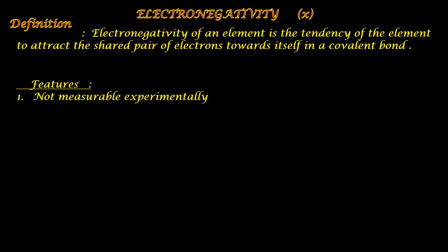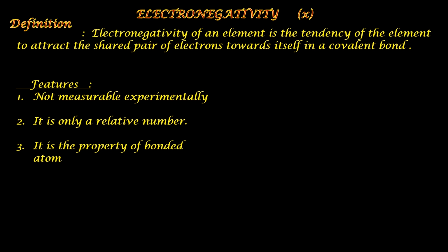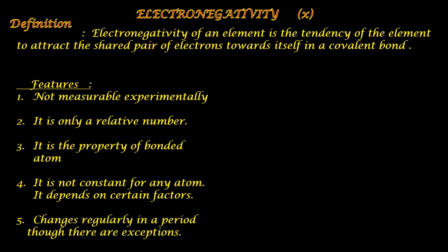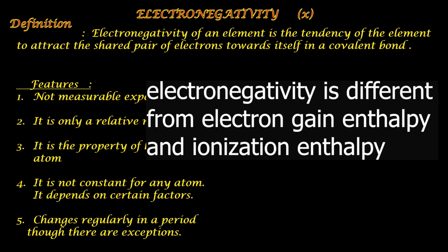Features. It is not measurable. It cannot be measured experimentally. It is only a relative number. It is a property of the bonded atom, not the isolated atom. It is not a constant number for any atom. It depends on certain factors. It changes regularly in a period, though there are exceptions.